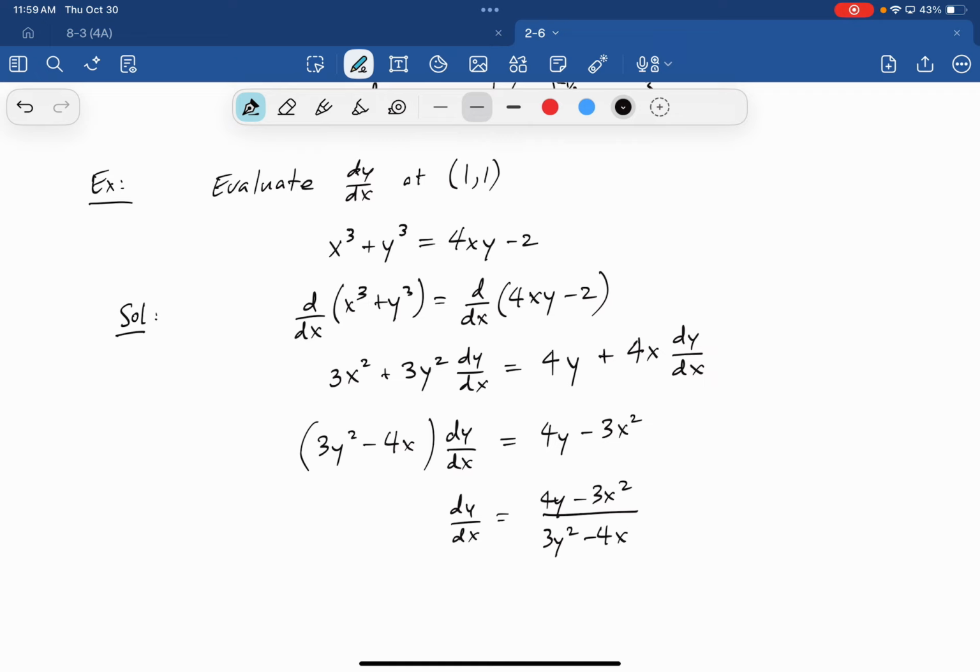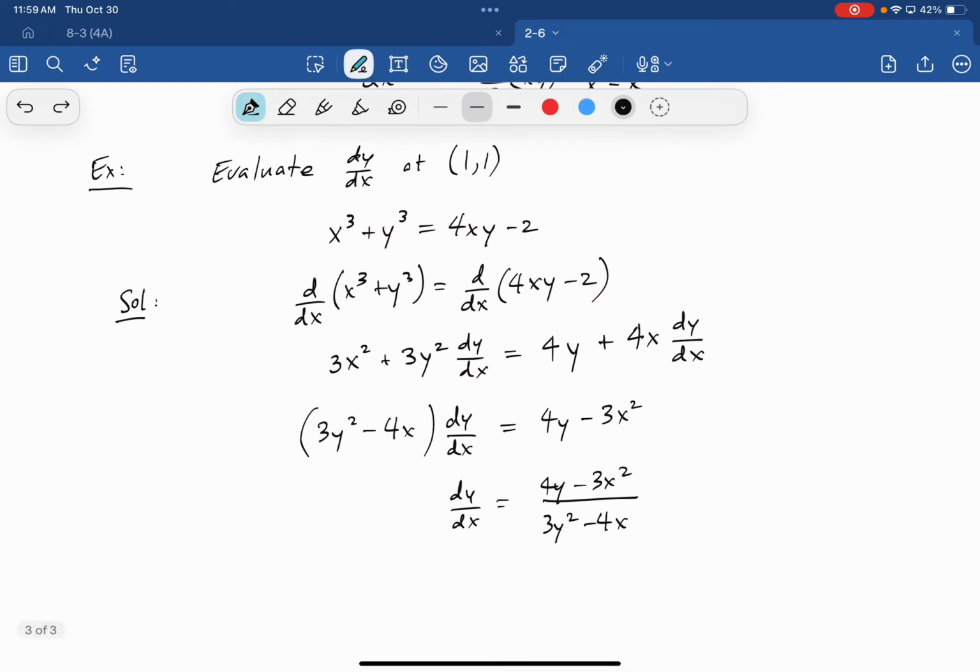The final step is just to plug in my values for x and y, because I'm still trying to find the slope of the tangent line to the graph at (1, 1). So I plug in x and y as both 1, and I'm left with 4 minus 3 over 3 minus 4, which is 1 over negative 1, which is negative 1. So that's my answer.